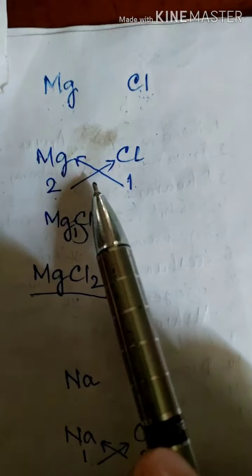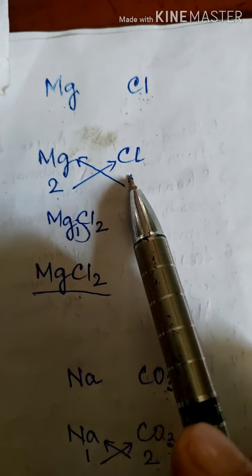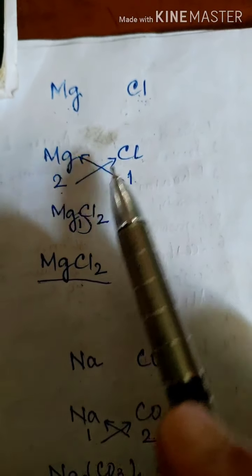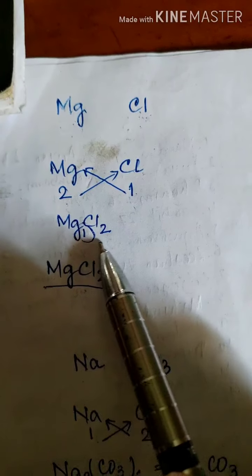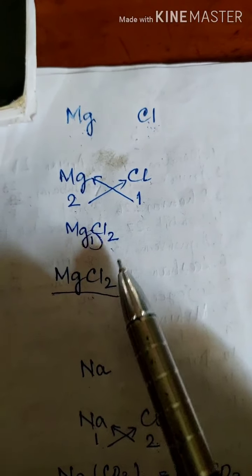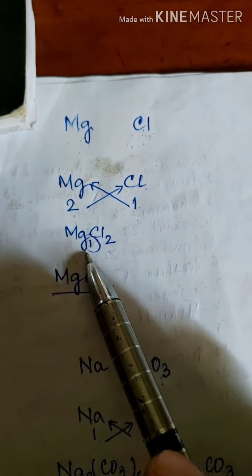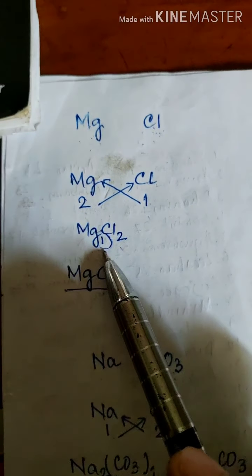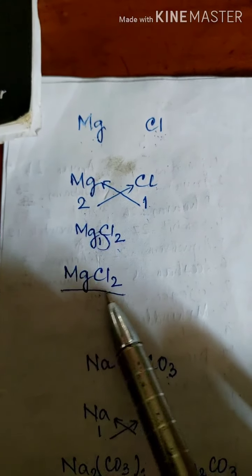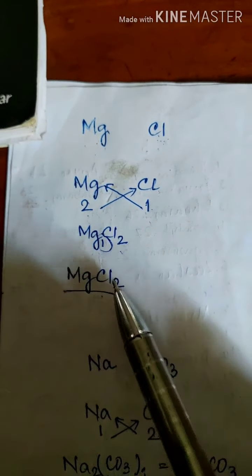For example, here this valency of chlorine will move to magnesium and the valency of magnesium will move to chlorine. So in this way the formula will be derived as Mg1Cl2. But the convention is that if 1 is present, we should not write it. We should write MgCl2.